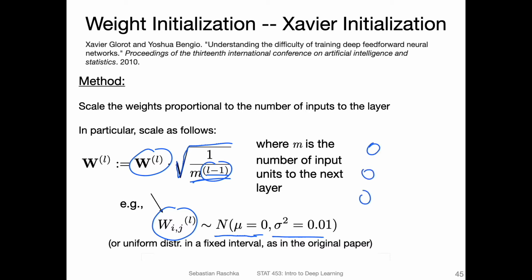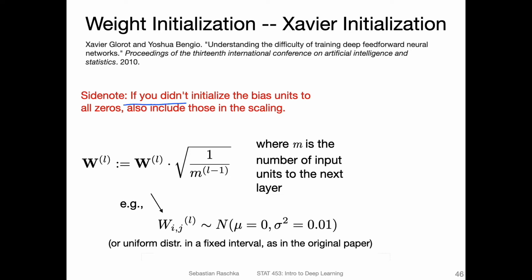So if I have set up like this, everything is of course connected to each other. If I initialize these weights here, they are initialized based on the number of features here. And if you didn't initialize the bias units to all zeros, you can also include those in the scaling. But it's fine to initialize the bias units to all zeros. I'm just saying if you don't, then I recommend also including those in that scaling.